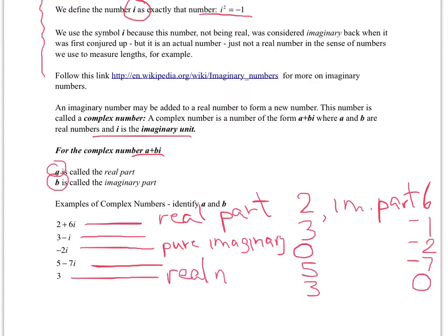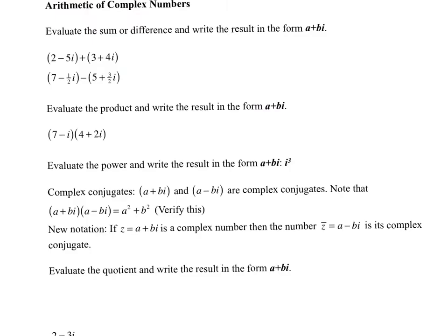So this is a real number. These are all complex numbers, and if the imaginary part of a complex number is 0, then the complex number is a real number. And if the real part of a complex number is 0, then that complex number is called a pure imaginary number. Now you need to be able to do arithmetic with complex numbers, and that means you should be able to add, subtract, multiply, and divide. Adding and subtracting and multiplying are quite simple and very intuitive.